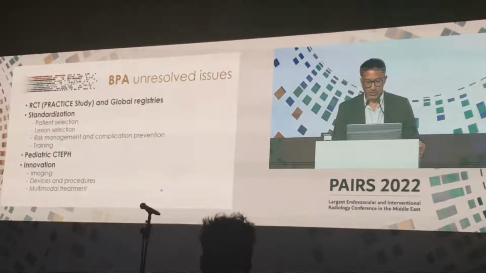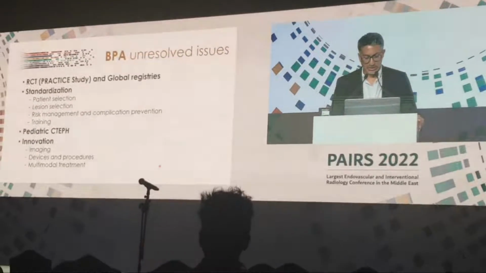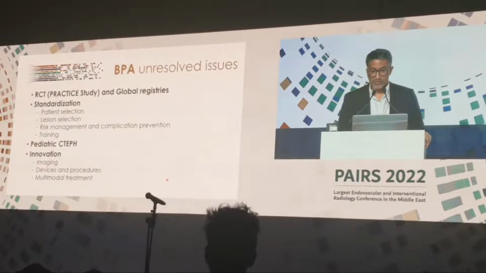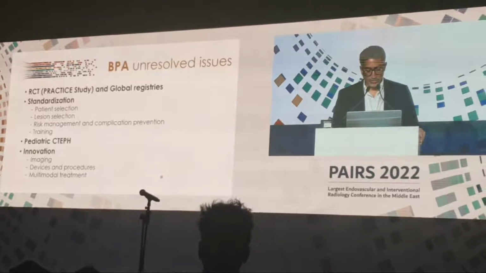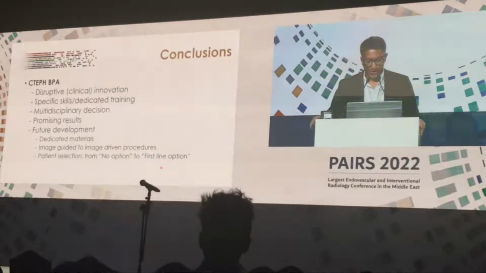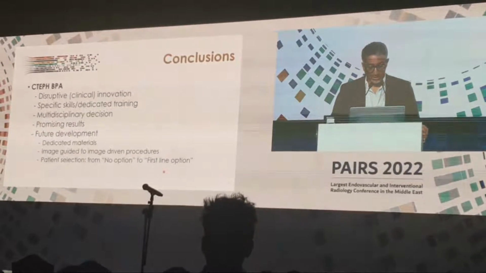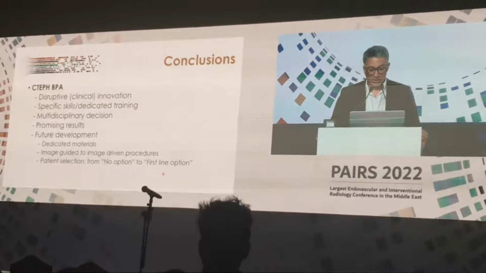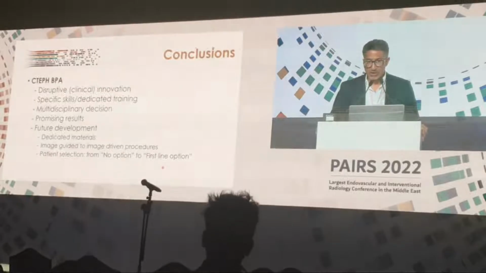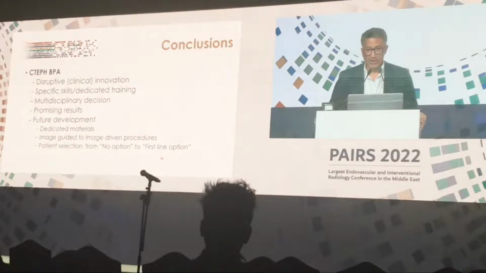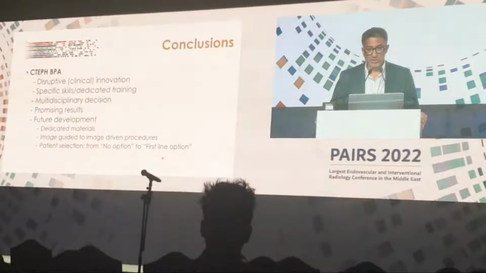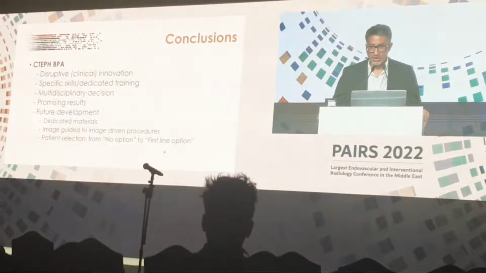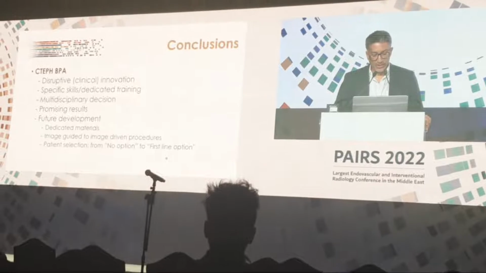Unresolved issue, no randomized controlled study. We need standardization. We need also to have dedicated devices for this kind of interventions. In conclusion, this is a disruptive innovation. It needs specific skills and dedicated training. We need a multidisciplinary decision at the moment to select the patient. We have promising results, and the future developments are needed for the material, for how to guide intervention with the image, and finally for the patient selection.